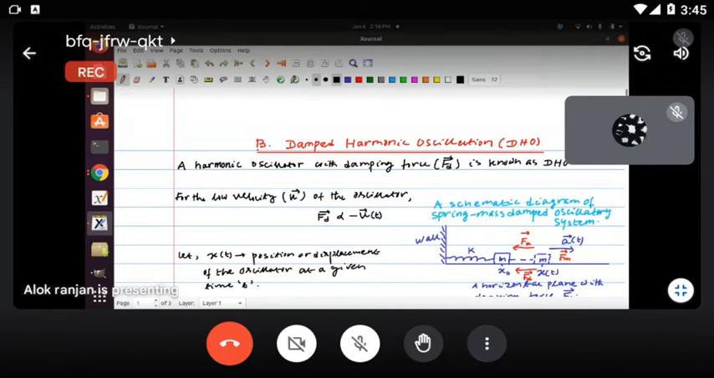In today's lecture, we will be discussing damped harmonic oscillation, and a harmonic oscillator with a damping force is known as a damped harmonic oscillator. If you remember from the last lecture, we said that we'll find two more forces associated: the resistive force and the external force.